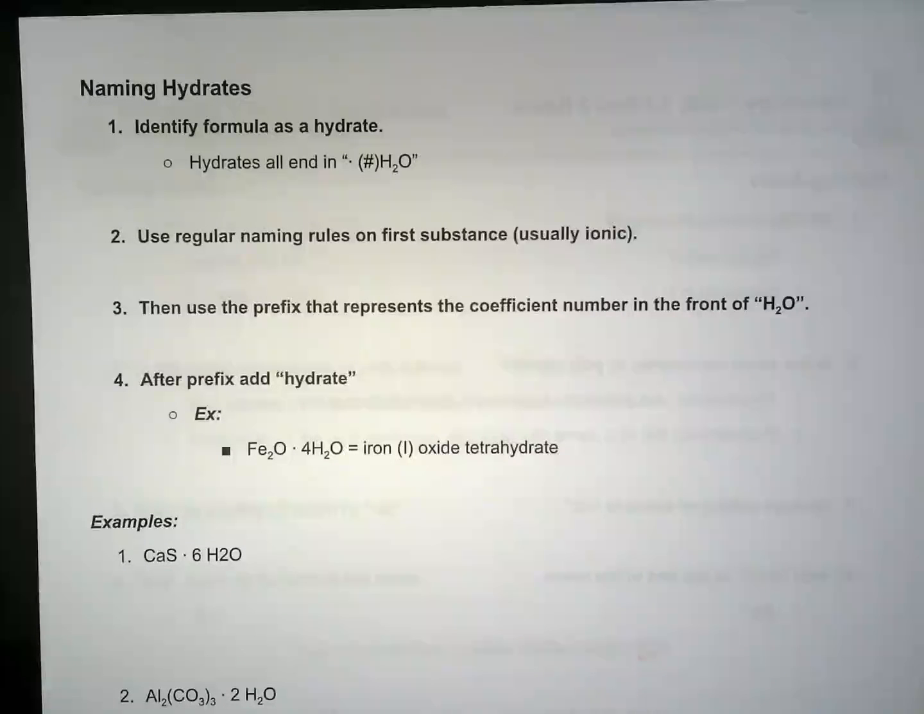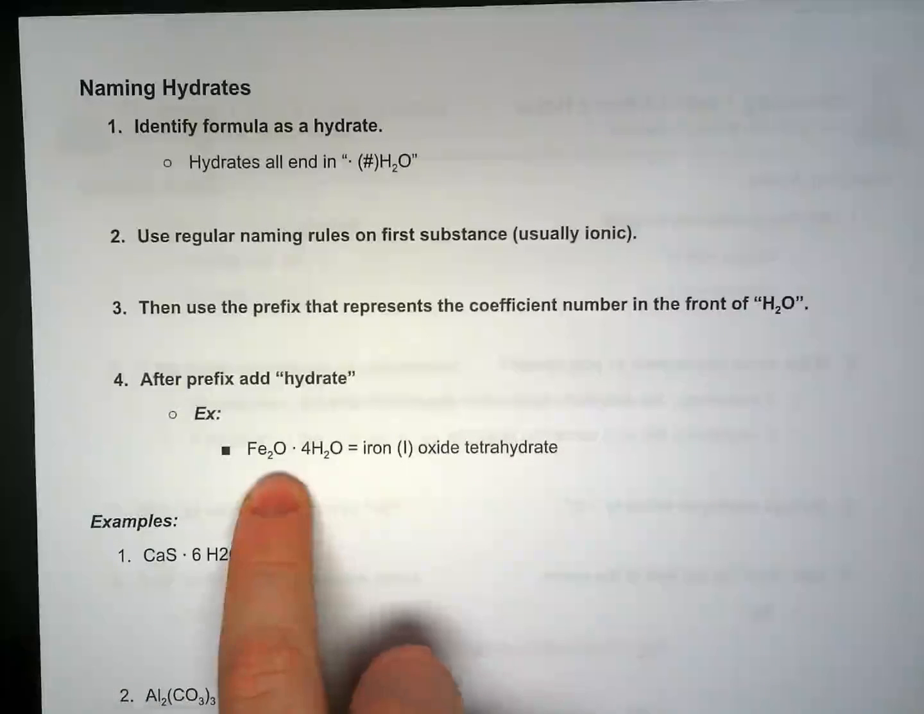Here now we're looking at hydrates, so they all end with H2O, obviously, the coefficient and then the H2O. Use regular naming rules for the first substance, and the first substance is usually ionic. Then use the prefix that represents the coefficient number in front of the H2O. Again, all of those prefixes, okay? And then after the prefix, add hydrate.